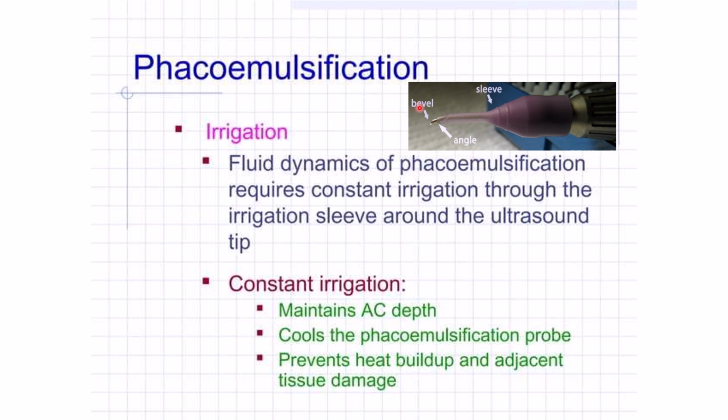Right? There is a continuous irrigation, that is water, which flows out of this phaco sleeve, and this metallic part helps in breaking the nucleus. And in the aspiration mode, it helps to aspirate the cortex or the viscoelastic substance, whatever.